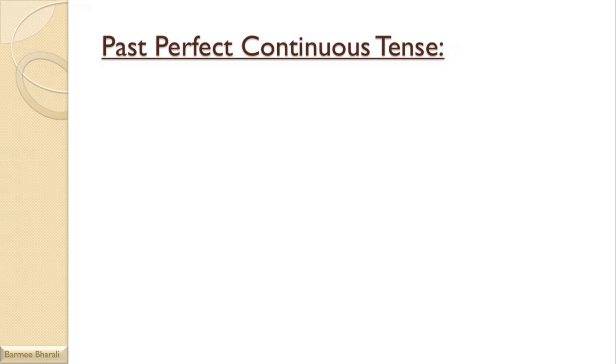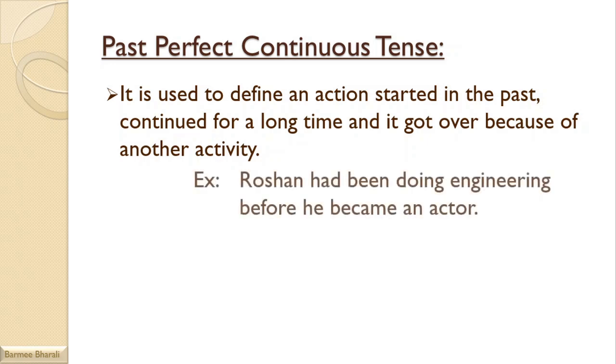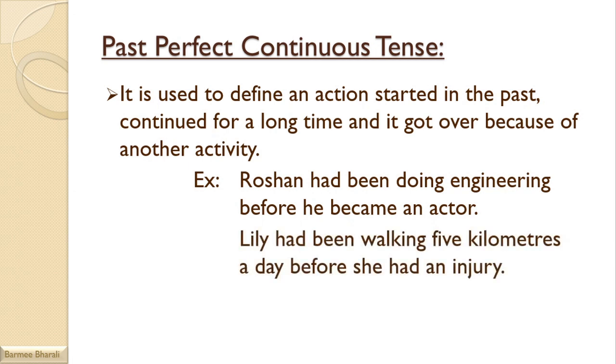Past perfect continuous tense. It is used to define an action started in the past, continued for a long time, and it got over because of another activity. For example, Roshan had been doing engineering before he became an actor. Lily had been walking 5 kilometers a day before she had an injury.